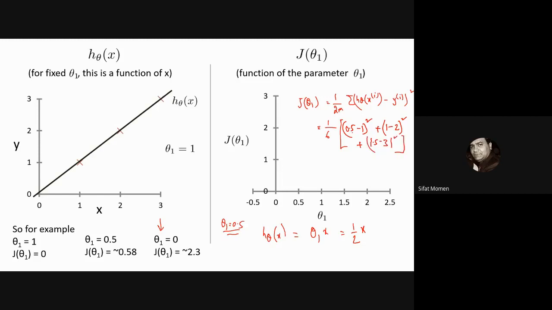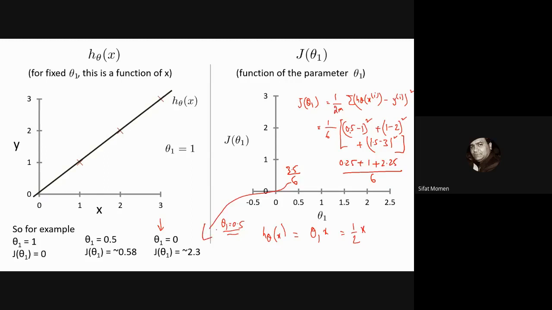And if you do that, 0.5 minus 1 means half whole square কত? 1 quarter, মানে হচ্ছে 0.25, plus 1 minus 2 হচ্ছে minus 1 whole square করলে plus 1, plus 1.5 minus 3 হচ্ছে 1.5, right? মানে whole square 1.5 whole square করলে কত হবে? 2.25, I guess, right নাকি না? Divide by 6, so 2.25 plus 0.25 হচ্ছে 2.5, plus 1 হচ্ছে 3.5, so 3.5 divided by 6. If you do 3.5 divided by 6, the answer is approximately 2.3. Clear নাকি না? Is that okay?